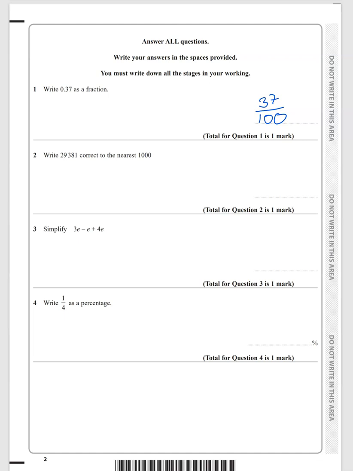Right, next we've got 29,381, correct to the nearest thousand. Well, nearest thousand means we're going to round it there. So actually, because that's a 3, it just goes to 29,000. Okay, simplify 3e minus e plus 4e. Well, 3e, take away e, is 2e, plus another 4 is 6e.